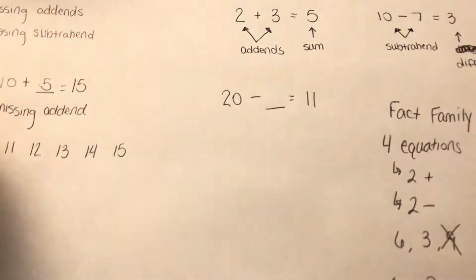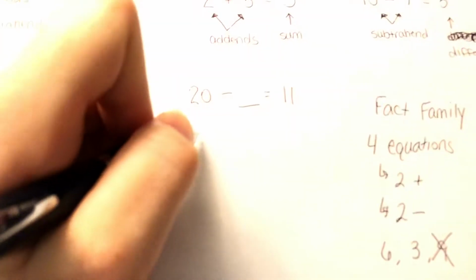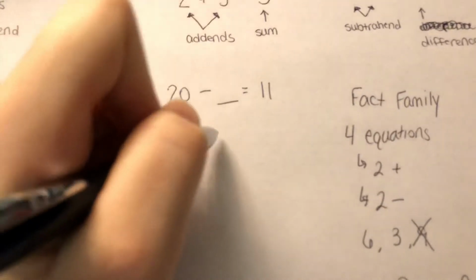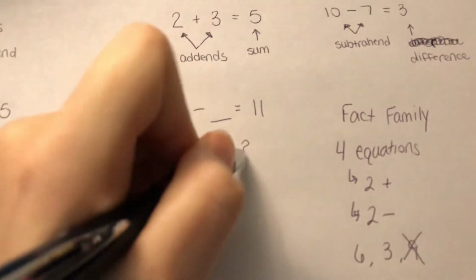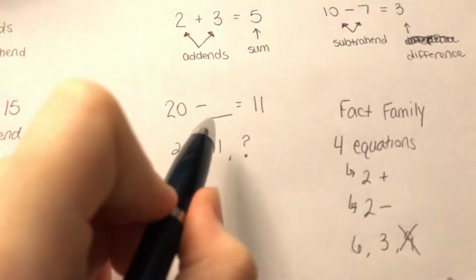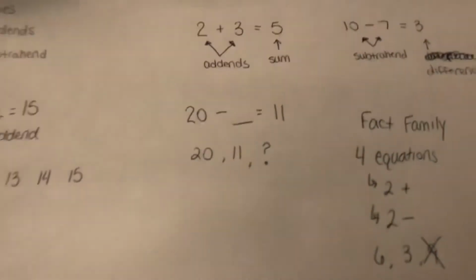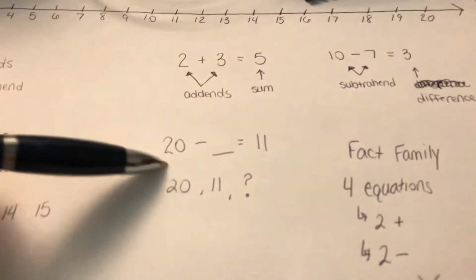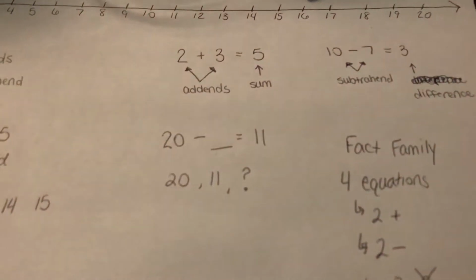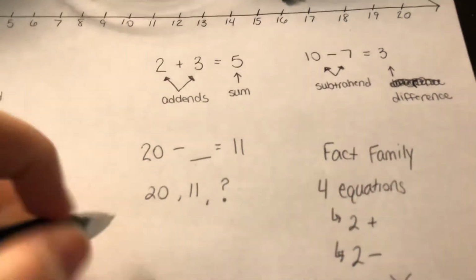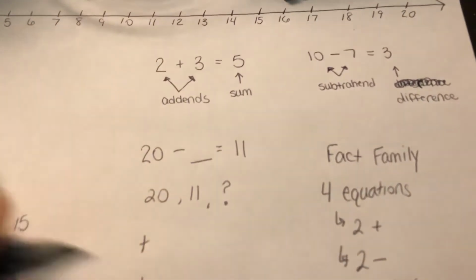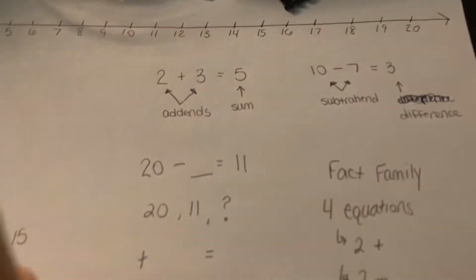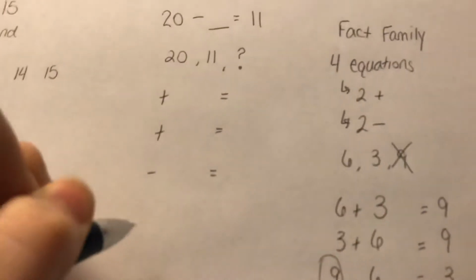So we're going to say that our 3 numbers for our fact family are 20, 11, and a mystery number. We don't know what it is because we have a blank. So we know that at the beginning of a subtraction problem, the biggest number is always first. So we know that 20 is going to be the biggest number. So what I'm going to do is I'm going to write my 2 addition problems, set up my board, and my 2 subtraction problems.